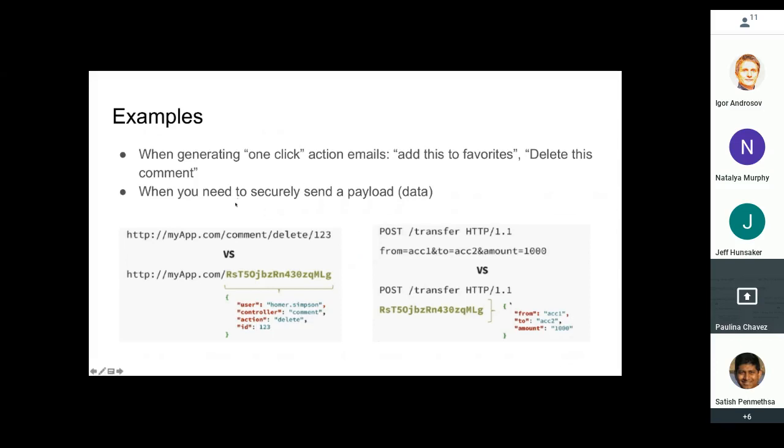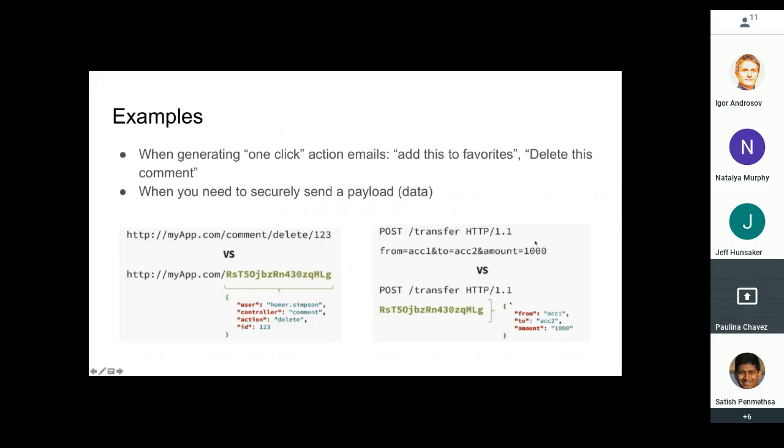So usually, if it were not using a JWT token, you will receive something like this: comment, delete, whatever. So it's all open, clear what you see. If you send a token, then you will see something like this. Very difficult to find out what you're trying to do here. But inside it's saying, do this. This is what it's saying.